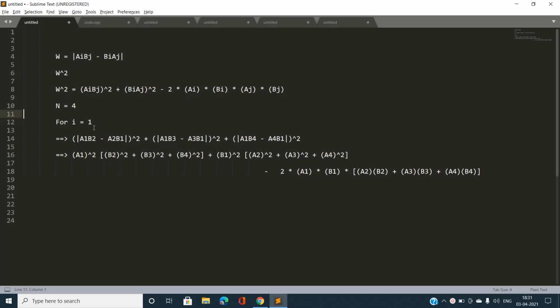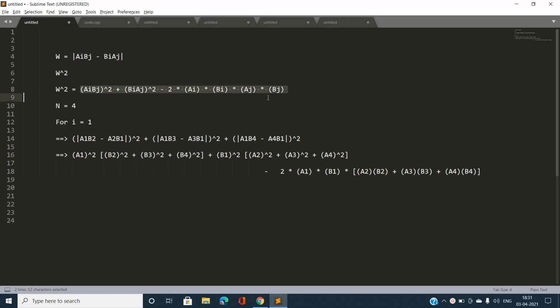So I have taken n as 4. We iterate i from 1 up to n, and for every i we iterate j from i plus 1 to n. Keeping i as 1, let's iterate j from 2 to n. I will have a1 b2 minus a2 b1 whole square, a1 b3 minus a3 b1 whole square, and a1 b4 minus a4 b1 whole square. The modulus sign doesn't matter, as I've already explained; it will be opened like this.